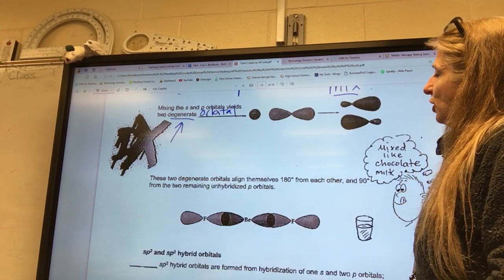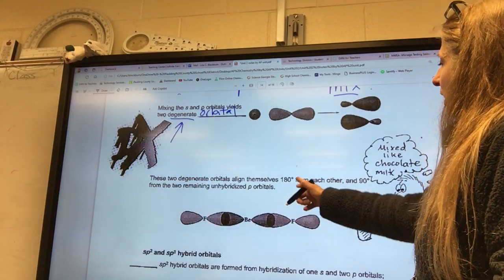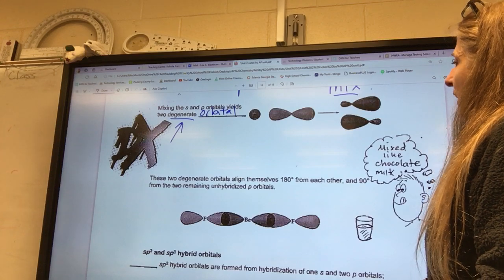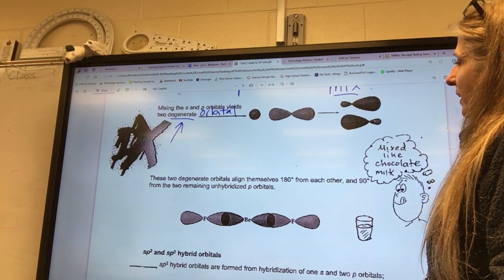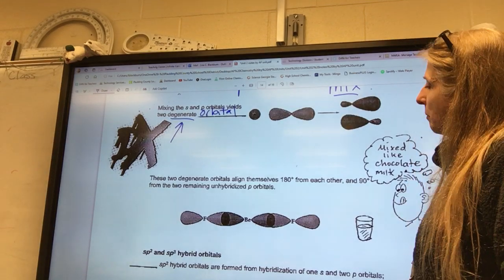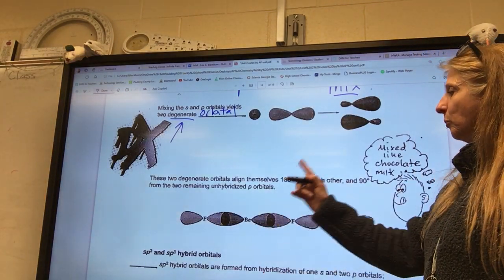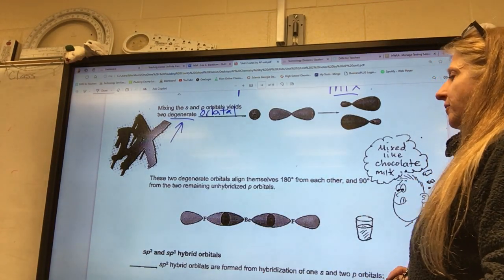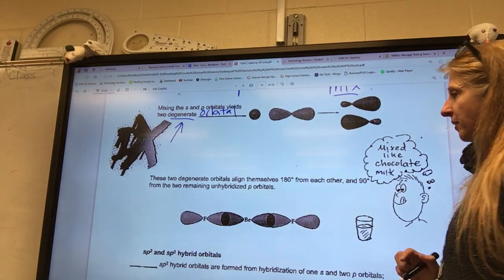These 2 degenerate orbitals align themselves 180 degrees from each other and 90 degrees from the remaining unhybridized p orbitals, and it makes a beautiful linear molecule. Look at that. No wonder it wanted to do that. That's so pretty and symmetrical. Of course it wanted to do that.